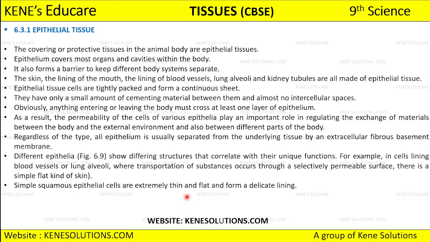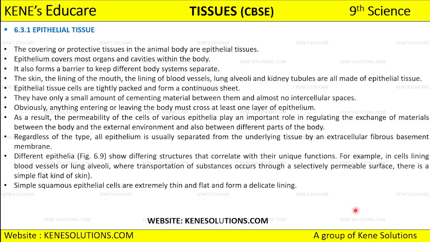Okay, so regardless of these types, you will see that all the epithelium is separated from the underlying tissue by an extracellular fibrous basement membrane which is present there. Why will it be separate? Because of the extracellular fibrous basement membrane. And different epithelia, which have different structures, correlate with their unique functions altogether. Okay, so for example, we have the cell linings of blood vessels or lung alveoli.